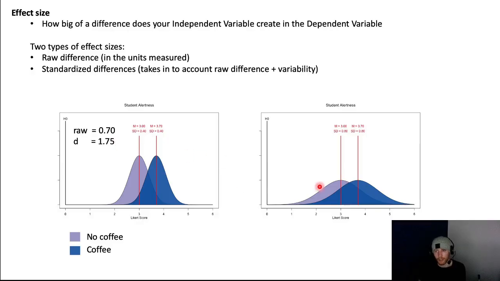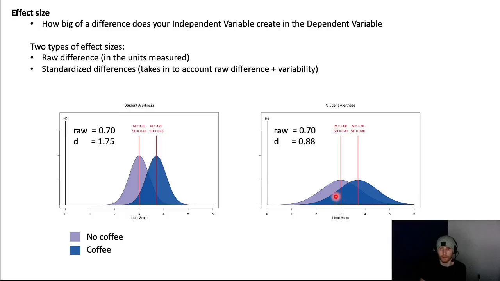Okay, here I show the same raw score. The raw score is still 0.7, but you can see that there's more variability. So if you took someone from the coffee group, you could be less certain they scored higher than the average of the no coffee group. And that's reflected in the standard deviations. So now when we calculate the d-score, you see that it's come down to 0.8. Now this is still quite a big effect size.